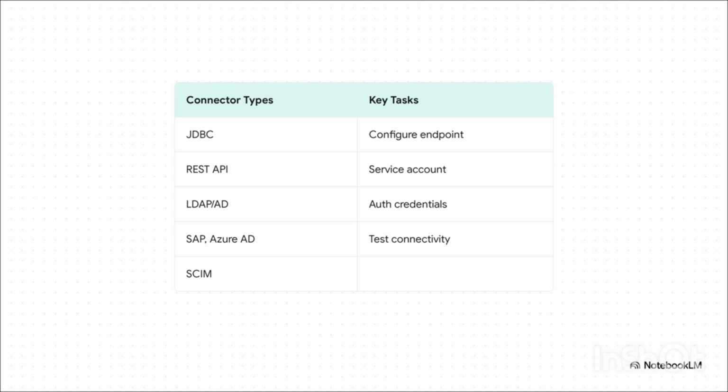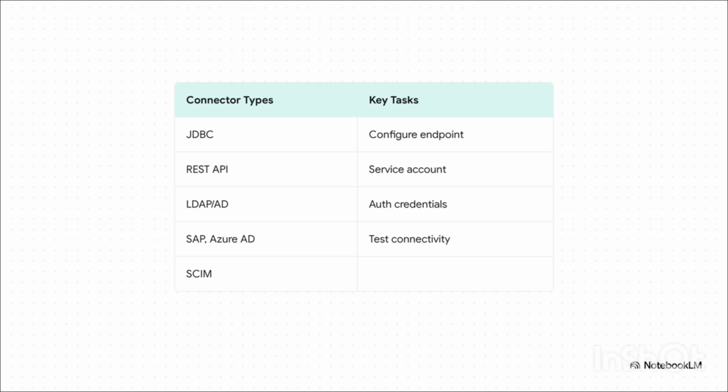Now, the sheer variety of ways we can connect to an app is massive. You might be hooking into a JDBC database, pulling from a REST API, linking up to LDAP, Active Directory, SAP, Azure AD, or maybe even using a SIM integration. But regardless of the connector type, the key tasks remain exactly the same.